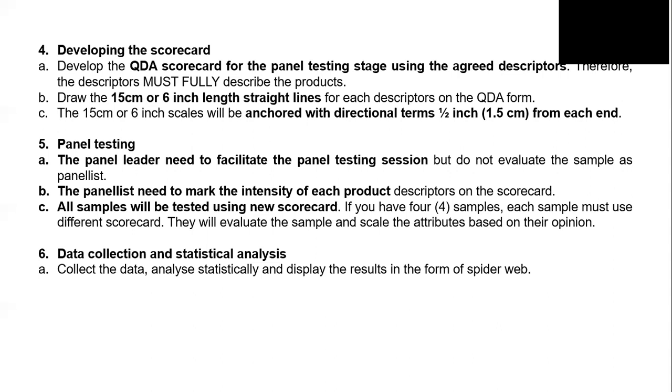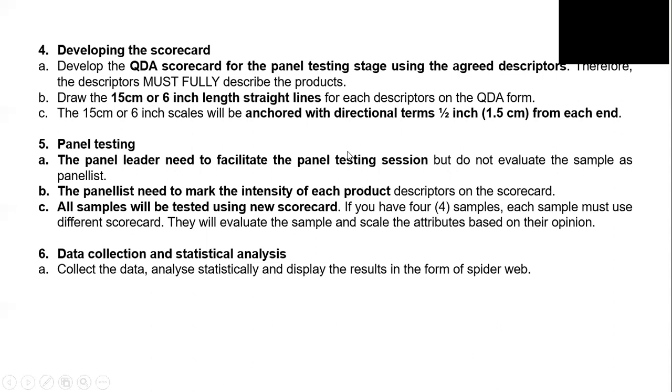Okay, let's say the sample is rempeyek, and then for each rempeyek, they will evaluate and give a score. This rempeyek, in terms of aroma, is it too rancid or not rancid? So on which line? They must be able to do this because they have already been trained. All right, so other than that, for QDA, if you have 4 samples, you must have 4 different scorecards.